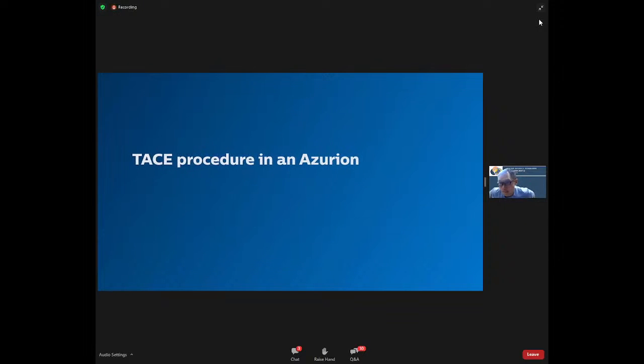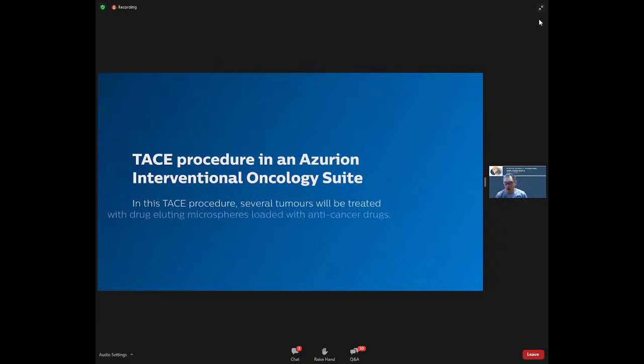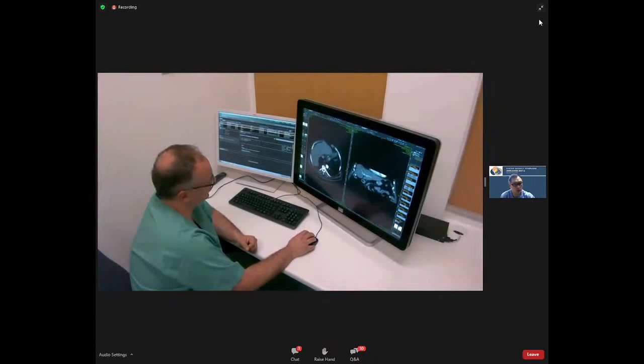This video will show you how to perform a TACE procedure in an Azurion Interventional Oncology Suite with the EmboGuide Planning and Guidance software. In this TACE procedure, several tumors will be treated with drug-eluting microspheres loaded with anti-cancer drugs. First, the physician will look at the pre-procedural CT images to see where the tumors are located.